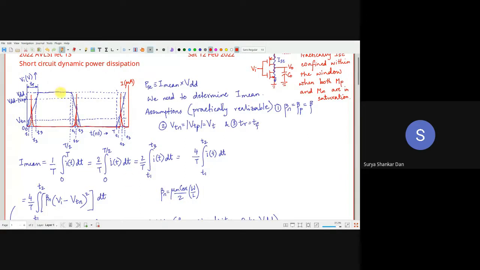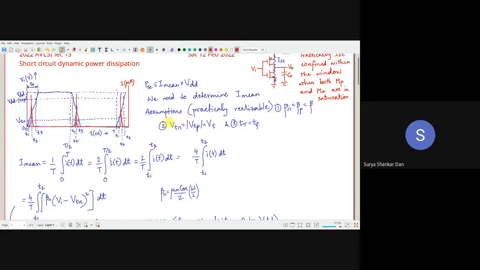Now let's get back to the mathematics here. If we want to model this, we need to determine the average current during this spike. This is a kind of complicated problem. So for simplicity's sake, what we will do is beta n equal to beta p equal to beta. That will make our lives simpler.